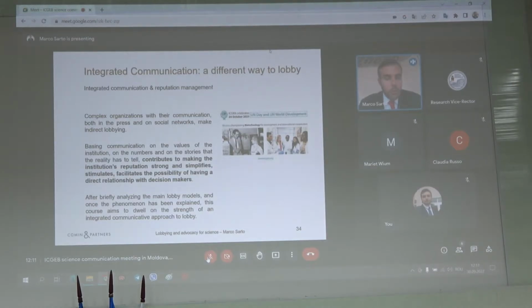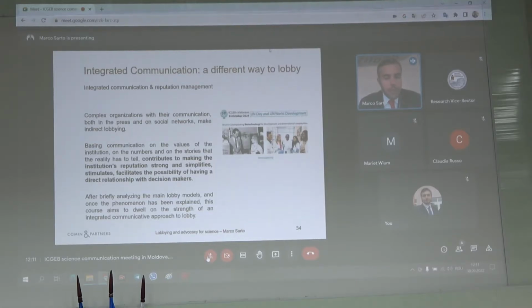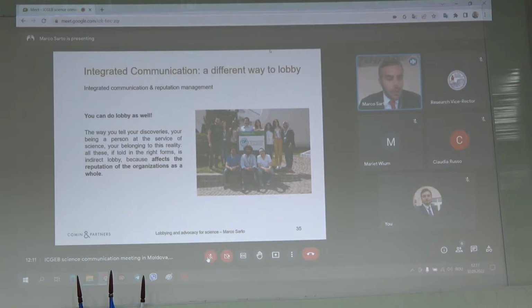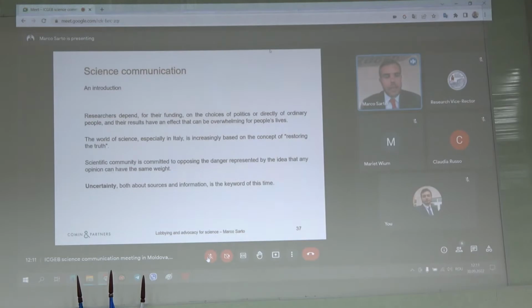And good communication can contribute to making the institution's reputation strong and to simplify, stimulate, and facilitate the possibility of having a direct relationship with decision makers, which is true and so important. So you can do lobby as well, and this is our second part, because in the second part, I wanted to underline that the scenario we are moving in is not easy to understand. It's complex.